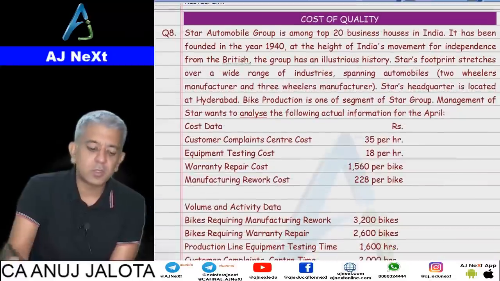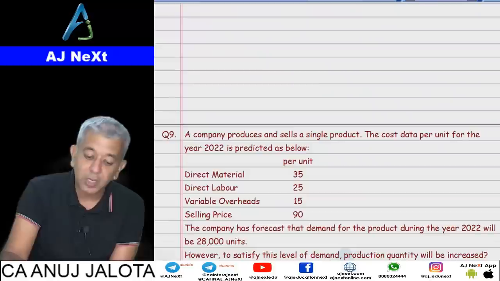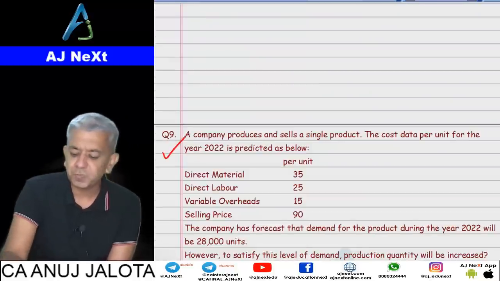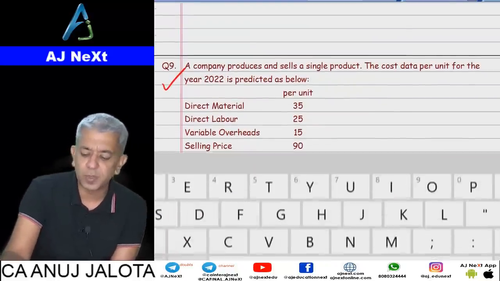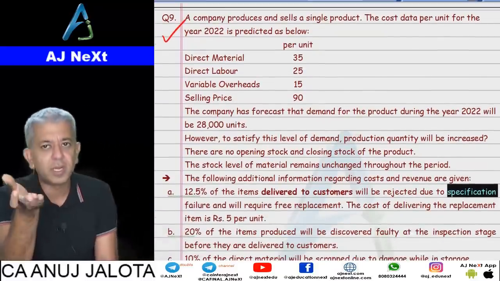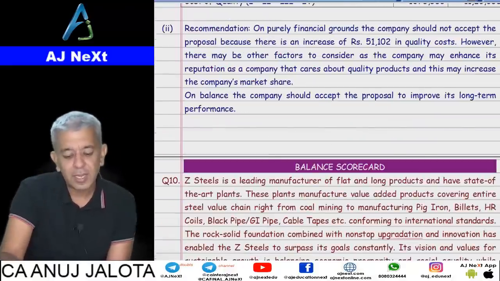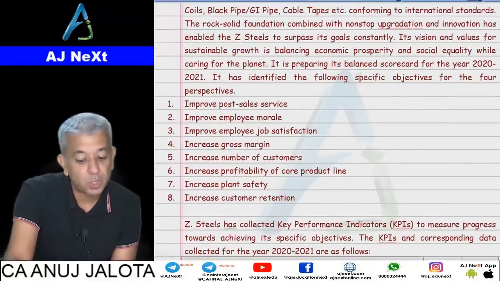Cost of quality. This is a question on TQM. Our next question is also on TQM only, whereby cost of quality has to be computed. If you are seeing this particular question and if you have studied from us, you'll be directly able to recognize it. These questions we have done in that class also. Then I have a question on balanced scorecard.